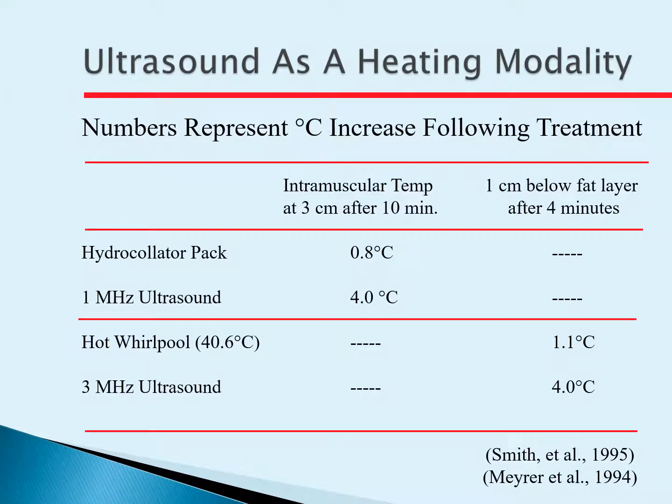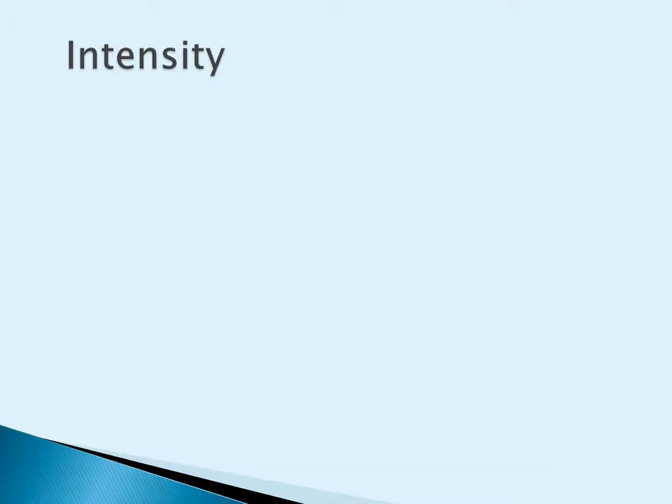So here's the difference in intramuscular temperature, right? So we look at this. A hot whirlpool increases by 1.1 degrees. 3 megahertz ultrasound may increase by 4. But after 10 minutes, they pretty much stay about the same.